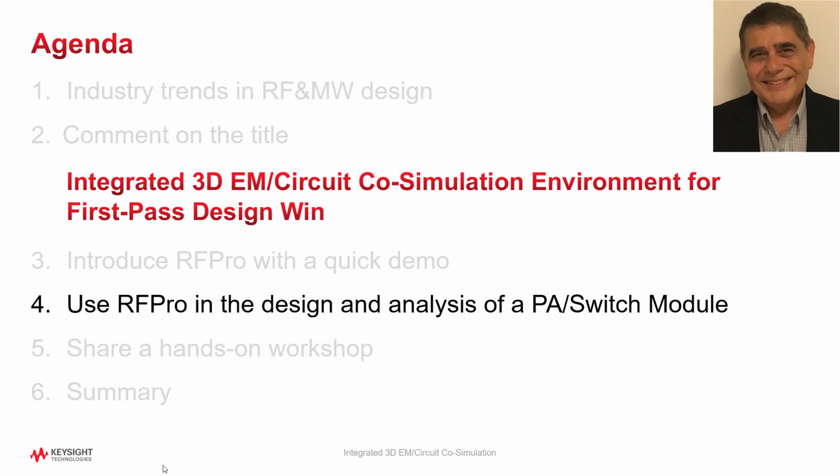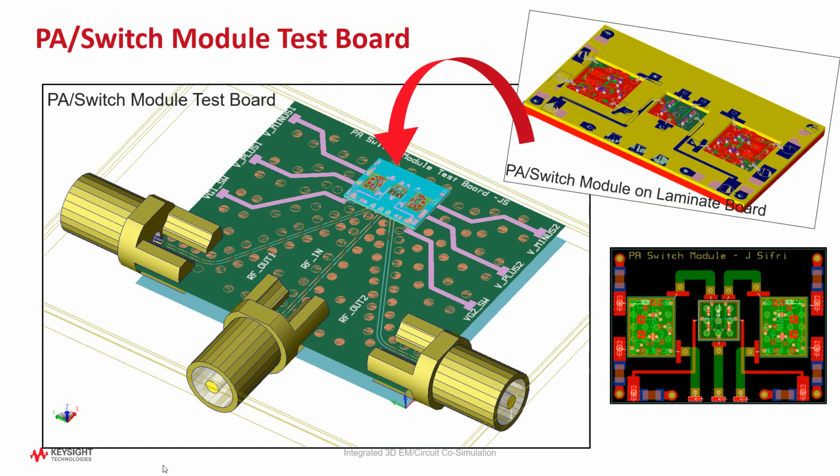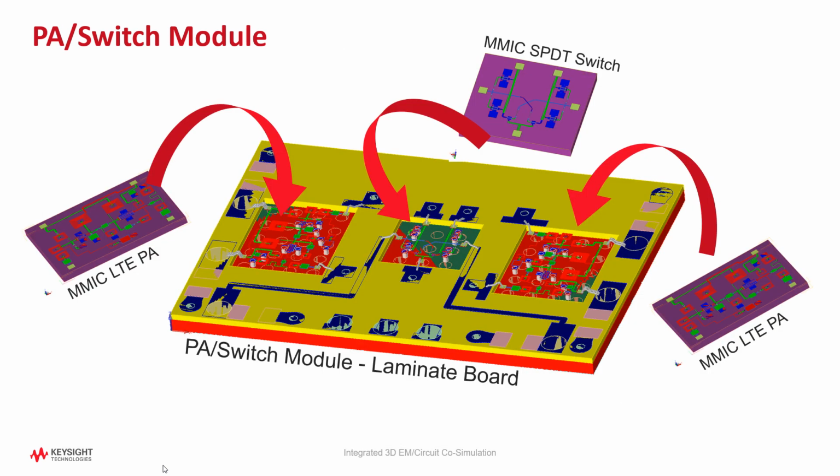Okay, let's move now to item 4 in the agenda. I want to illustrate to you how this whole integrated and automated design flow is used in the design and analysis of this complex PA switch module assembly. In this example, I have two MMIC power amplifiers and a MMIC switch, all assembled on a laminate board and connected with bond wires as shown here.